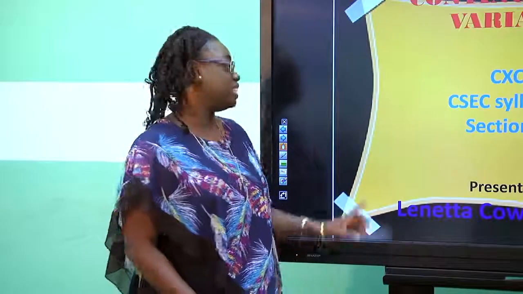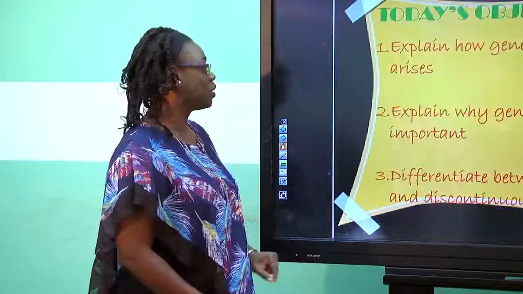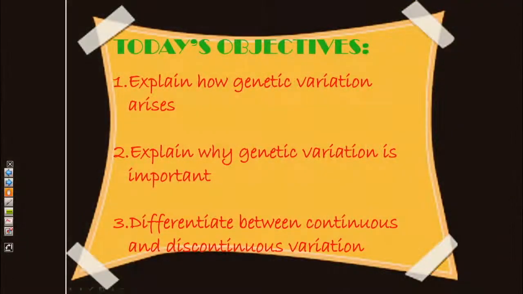By the end of today's lesson, you should be able to explain how genetic variation arises, explain why genetic variation is important, and differentiate between continuous and discontinuous variation.